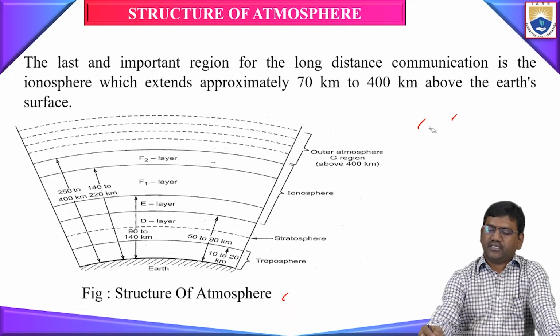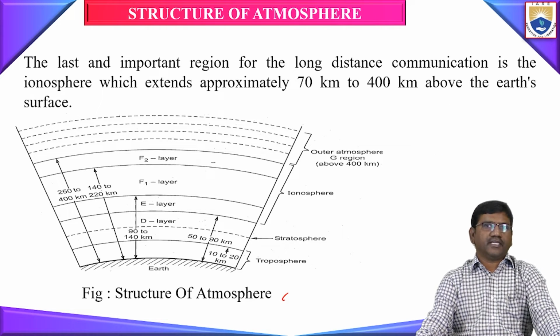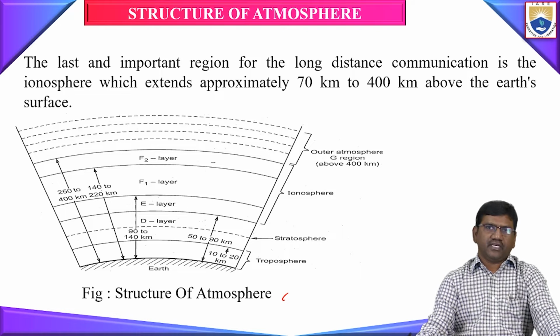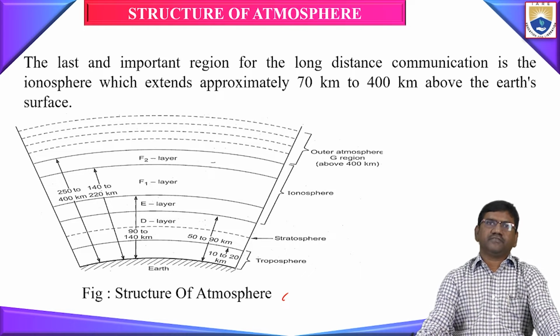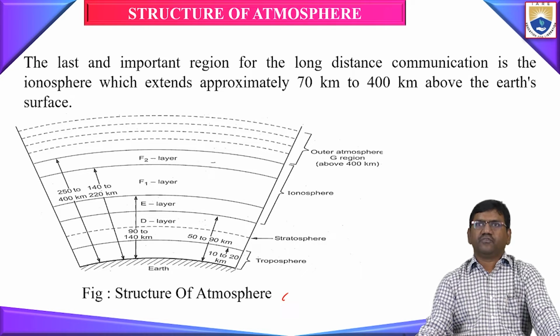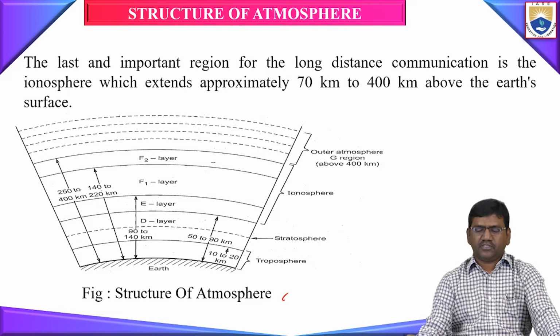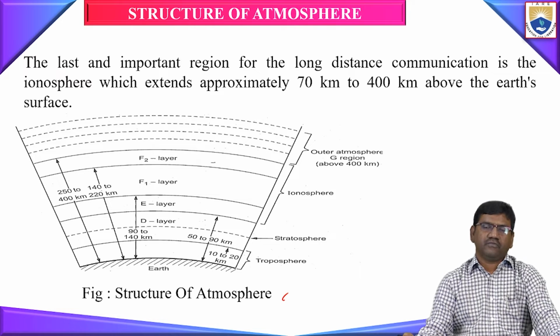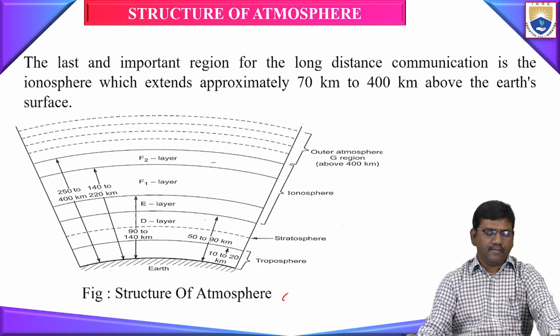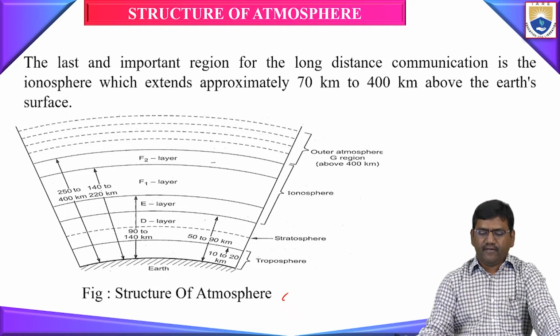So this is about the structure of the atmosphere. The structure of the atmosphere is divided into three zones: the troposphere, stratosphere and ionosphere. In the ionosphere, the range is 10 to 400 kilometers above the surface of the earth. This 400 kilometers above the surface of the earth is divided into four layers: D layer, E layer, F1 layer and F2 layer.